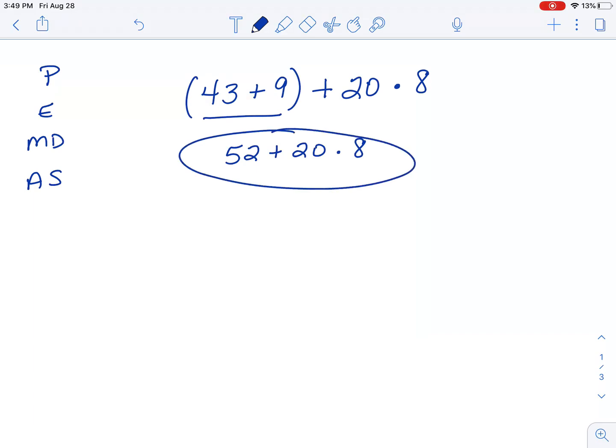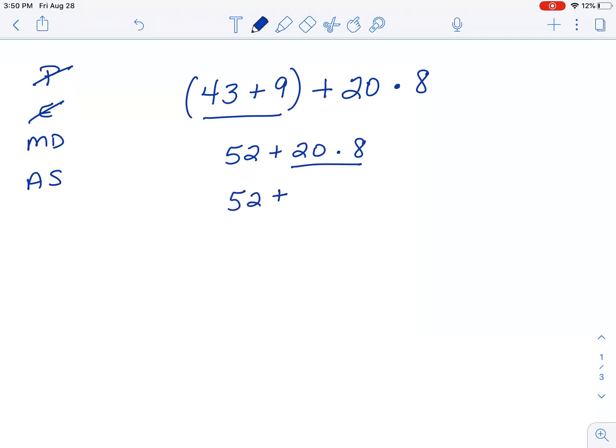And I say, okay, now this is my problem now. So I ask myself, do I have any more parentheses? No, I do not. Do I have any exponents? No, I do not. Do I have any multiplication or division? Yes, I have multiplication. So I'm going to do 52 plus, bring that down, and 20 times 8 is 160. Then, the last thing, I have no more multiplication or division. Matter of fact, all I have to do is add, and that's going to give me 212.